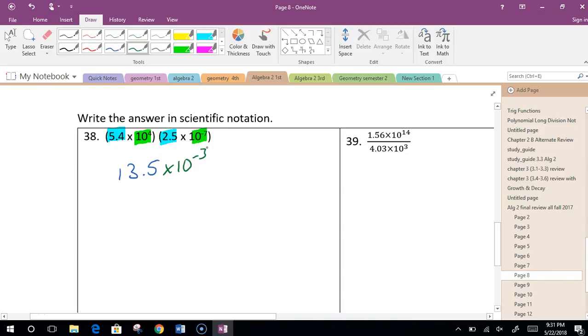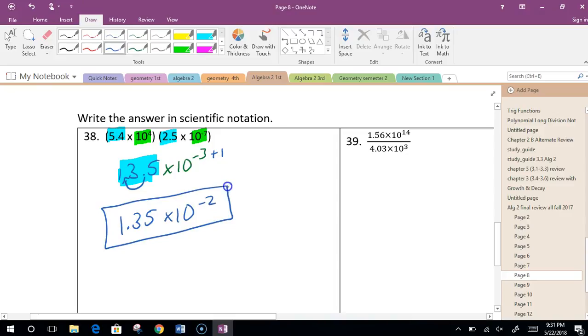Now, scientific notation, remember, can have a negative exponent. The only thing it can't have is this leading number has to be a number between 1 and 10. Right now, it is not. So we need to move this decimal back one place and add 1 to the exponent. So we would get 1.35 times 10 to the negative second.